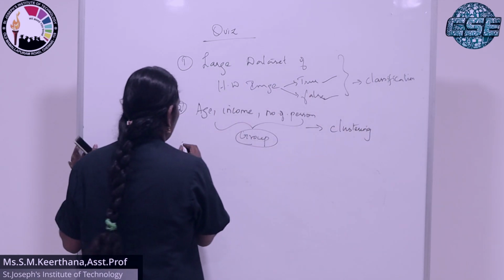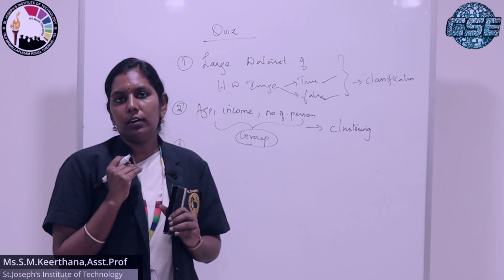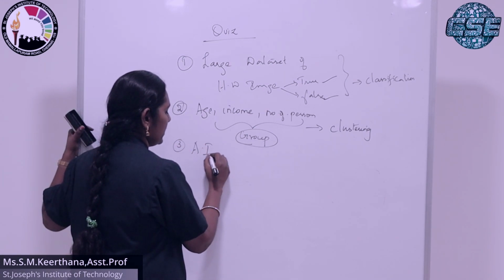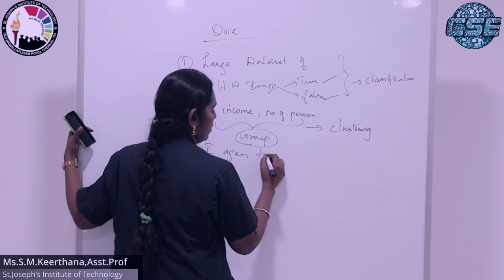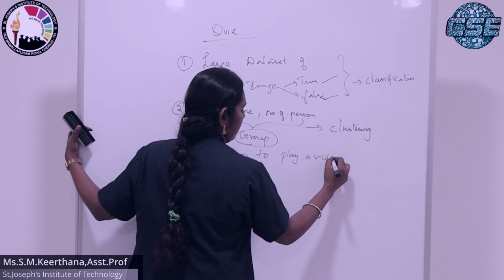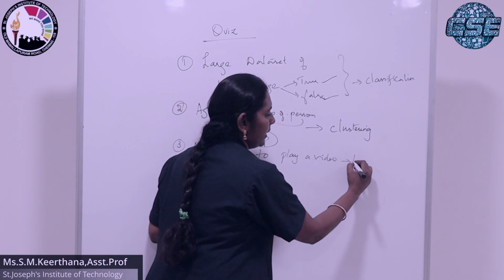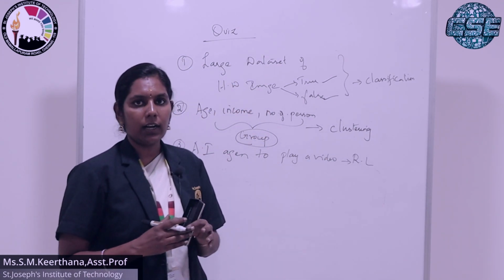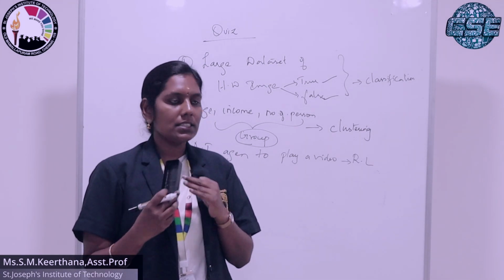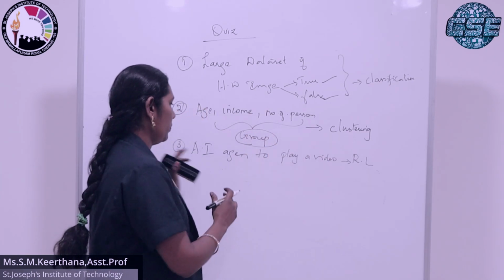And the third question: I have given you a task to develop an AI agent, an artificial intelligence agent, to play a video game. So what type of learning approach is this? It is reinforcement learning. When you come across words like agent and rewards, you could surely tell it is a reinforcement learning approach.